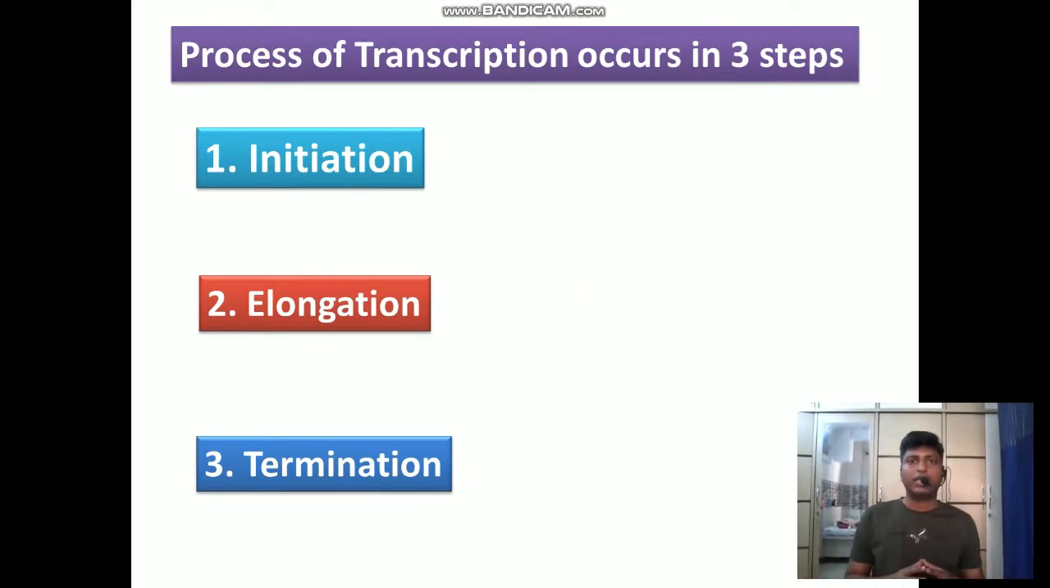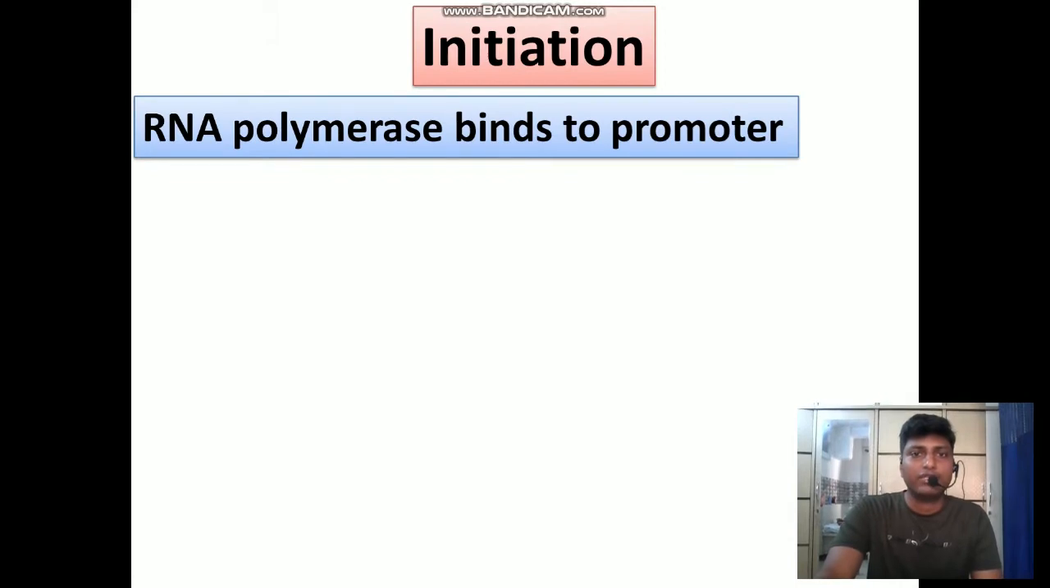Now talking about the entire process of transcription, it is divided into three steps, dear students. One is initiation, second is elongation, and third is termination. Initiation itself means the beginning, that means the start of transcription. Elongation means the formation of RNA on the DNA, right? That will be called elongation. Whereas termination will be the end of transcription. So going ahead, let us first understand what is initiation.